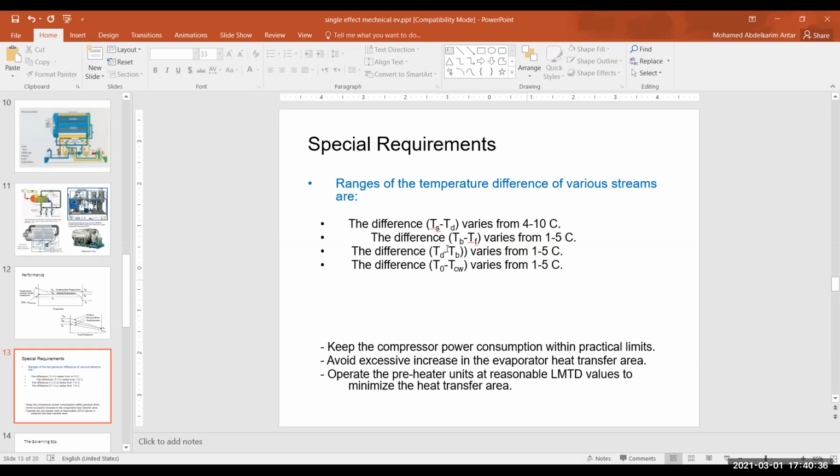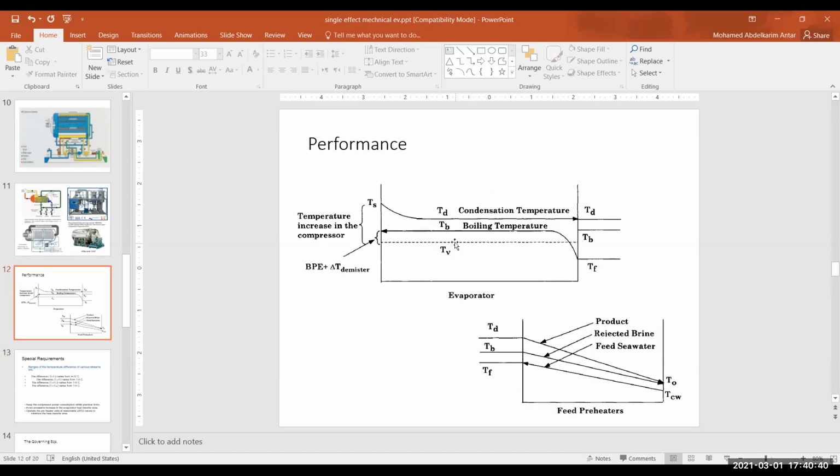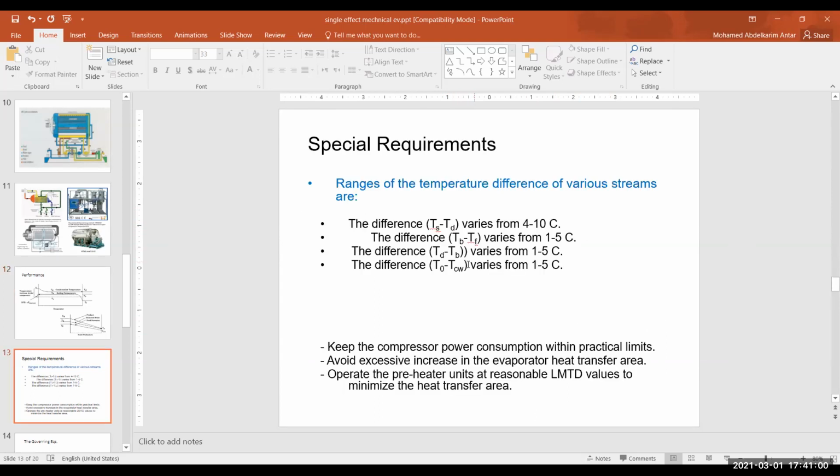Temperature difference between TD and TB is 1 to 5 degrees centigrade. This is TD and this is TB. So this is basically the heat transfer which is occurring inside the evaporator. Tubes having steam which is condensing at TD, and seawater which is being heated up to the boiling temperature TB, or the brine rejected temperature TB.